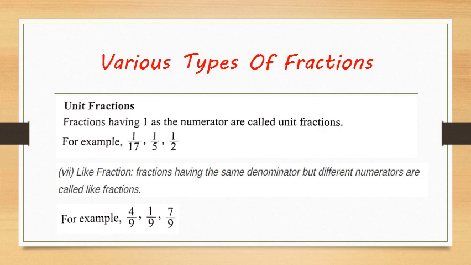Now next is like fractions. Like fractions are those fractions whose denominators are the same. It means we are talking about two or more fractions. When two or more fractions have the same denominator, with different numerators, they are said to be like fractions.